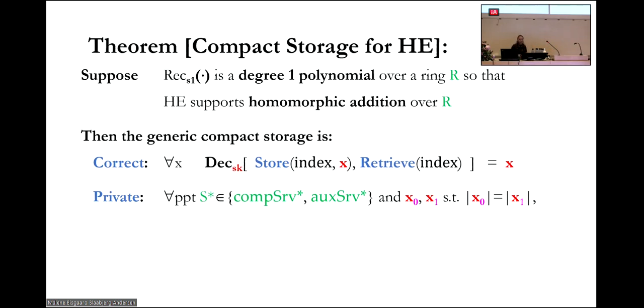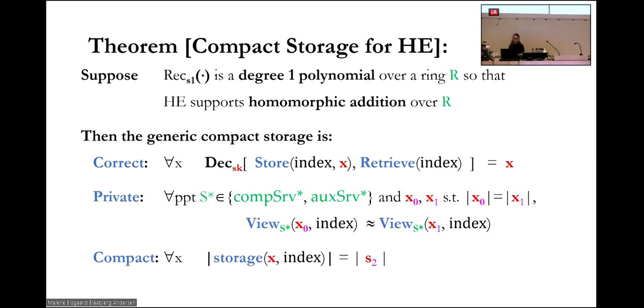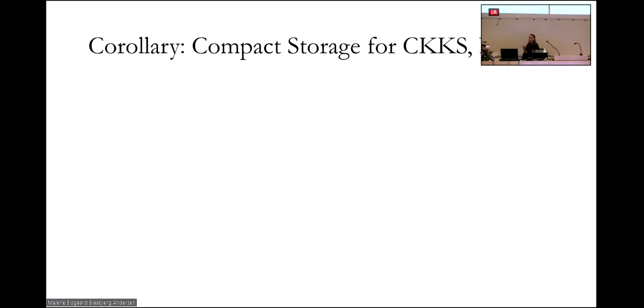It is private in the sense that if one of the servers is corrupted, his view is indistinguishable whether the data that was stored is X0 or X1. And also compact. So the storage that I need is S2, the second share. Very simple. So what I do with that, one thing is I instantiate it to get rate 1, basically no storage overhead, for homomorphic encryption over the reals.